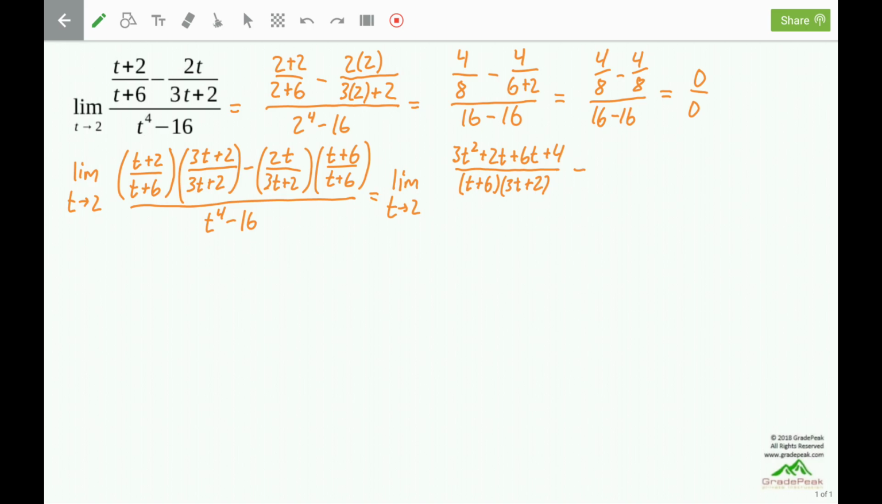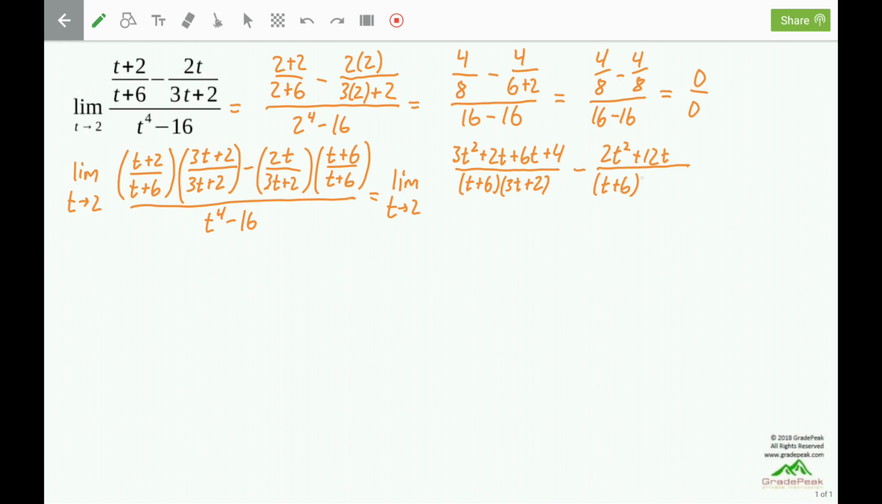Minus, and for the second one, we're going to multiply these numerators with each other. 2t will distribute onto the t plus 6. 2t times t is 2t squared, and then 2t times 6 is a 12t. And we're going to subtract all of that. It will also have that same common denominator.